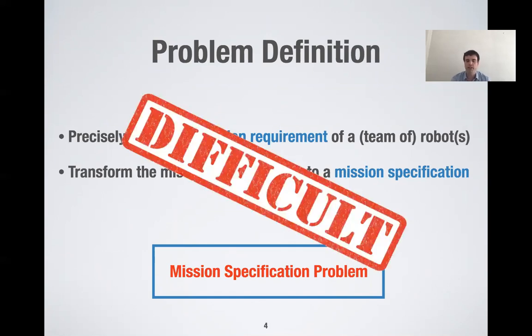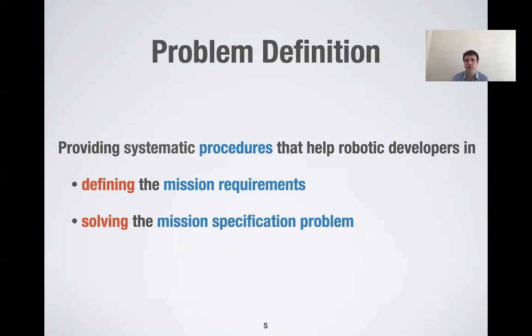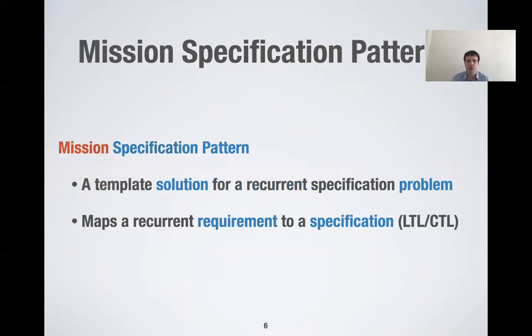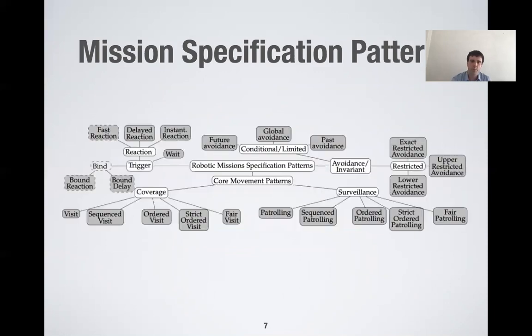Defining the mission requirement and translating the mission requirement into a mission specification is difficult. One of the goals of software engineers is to provide systematic procedures that help robotic developers in solving the mission specification problem. This is the goal of this work. To solve the mission specification problem, we propose a catalog of mission specification patterns for mobile robots. Those patterns provide template solutions for recurrent mission specification problems by mapping high-level requirements into specification in temporal logic, such as LTL and CTL. Our pattern catalog contains 22 mission specification patterns represented in these slides as dark gray boxes.